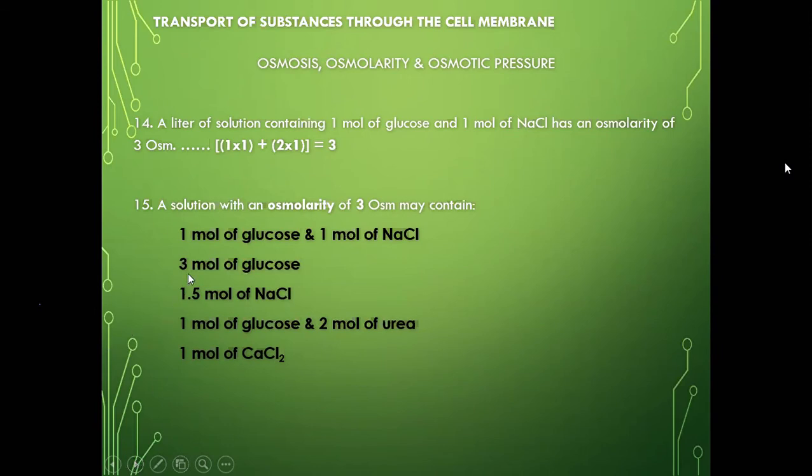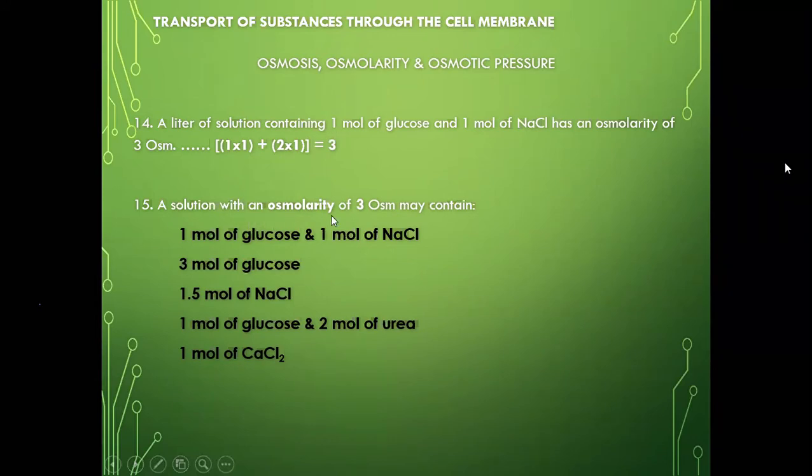Okay, because glucose is only 1 particle, right? And sodium chloride has 2 particles. So in a 1 molar solution of glucose, you only have 1, and sodium chloride has 2 particles. So you will have 3. So in 1 liter of glucose and sodium chloride, you have 3 osmols. You have 3 particles.